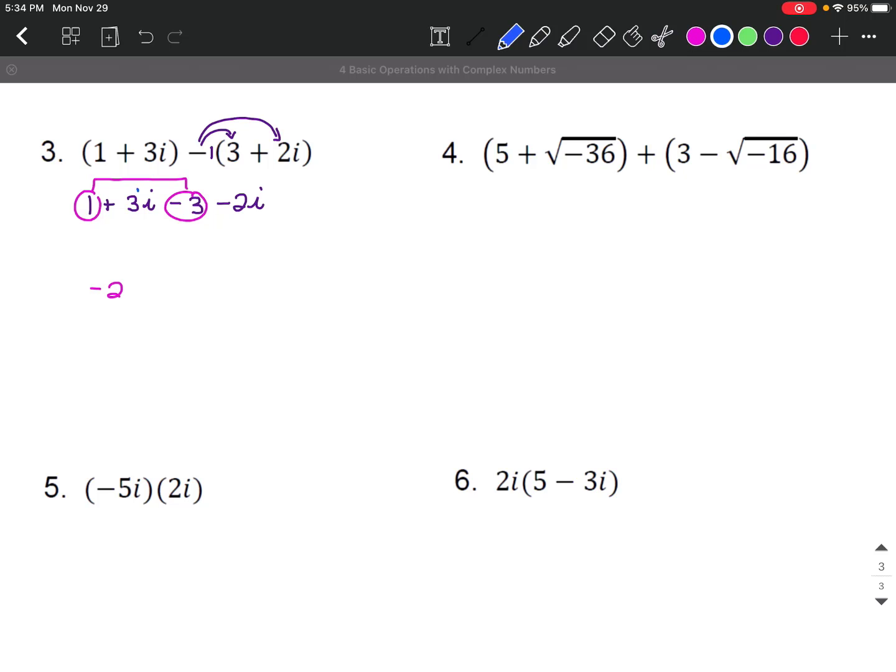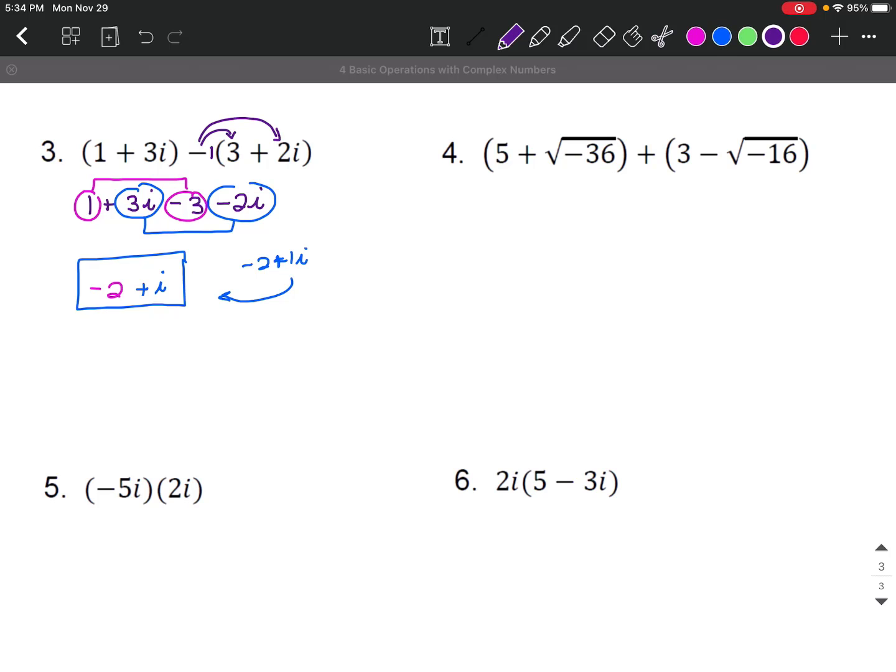Now the imaginary parts, 3i minus 2i. 3 minus 2 is a positive 1i. So negative 2 plus i. Remember, we don't write that invisible 1. Negative 2 plus 1i, we have to simplify that to just negative 2 plus i. Okay?